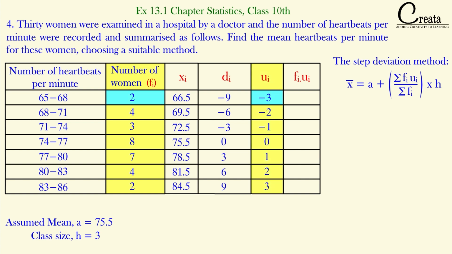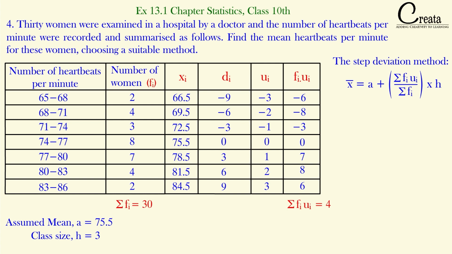Let's do so. 2 into -3 it is -6, 4 into -2 it is -8, 3 into -1 it is -3, next it is 0, 7, 8 and 6. So we got fi into ui. So let's add all these values. We got sigma of fi into ui as 4 and sigma of fi it is 30.